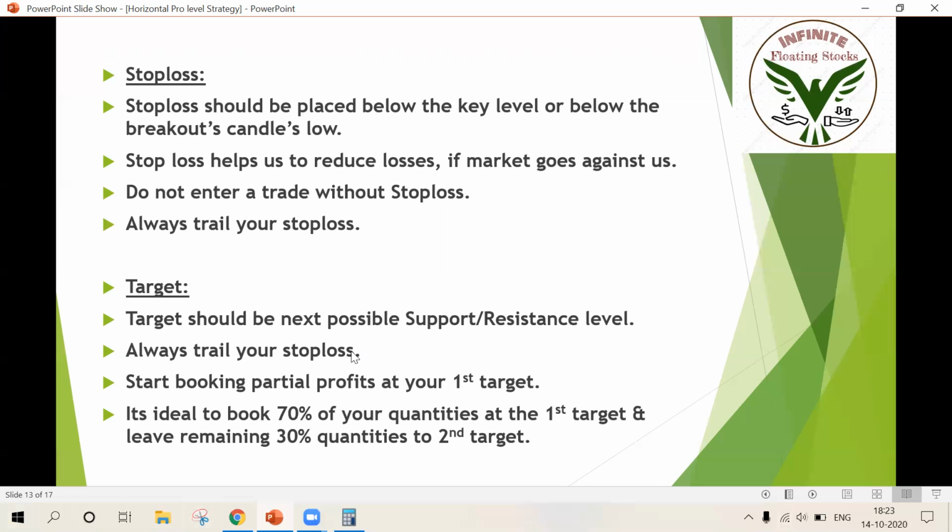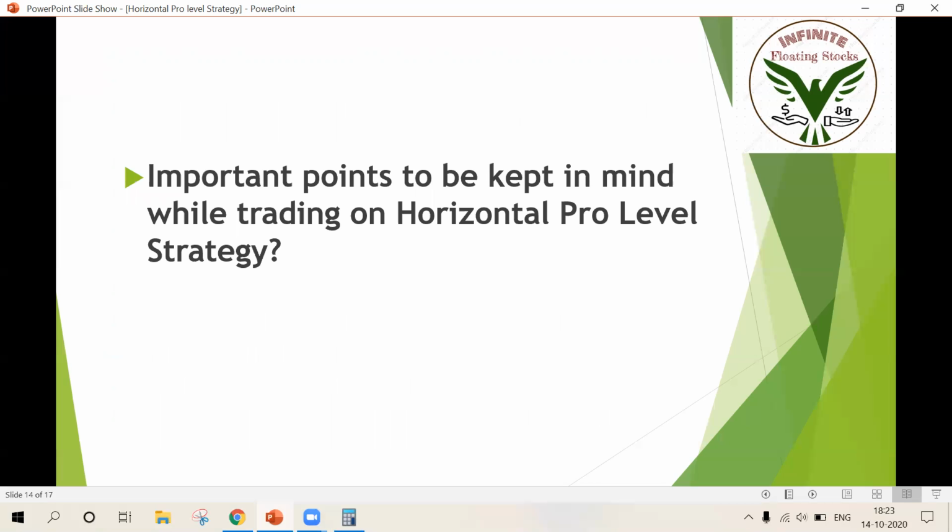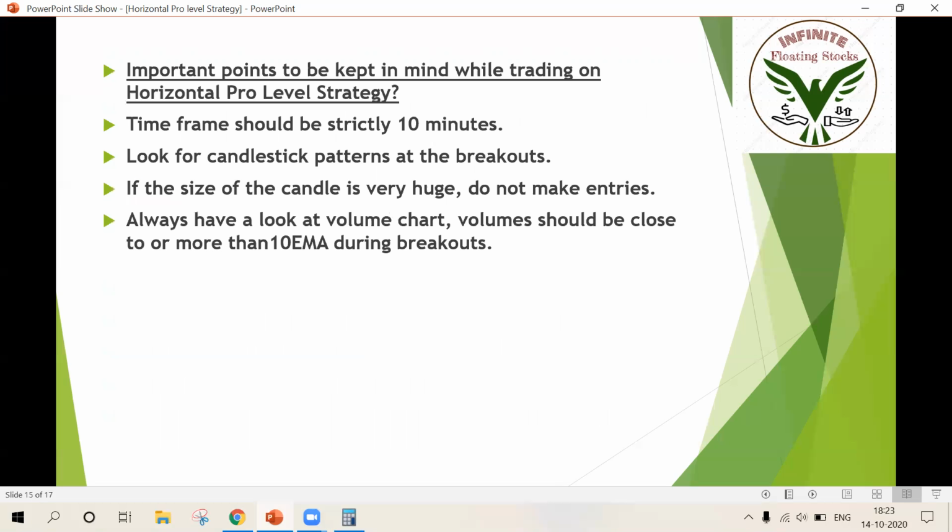Always trail your stop loss and start booking partial profits at your first target. If you're trading with 1,000 quantities, you need to book 700 quantities at the first target. That's called partial booking, booking partial profits. It's ideal to book 70% of your quantities at the first target and leave the remaining 30% for the second target. So these are important points to keep in mind while trading the horizontal parallel strategy.